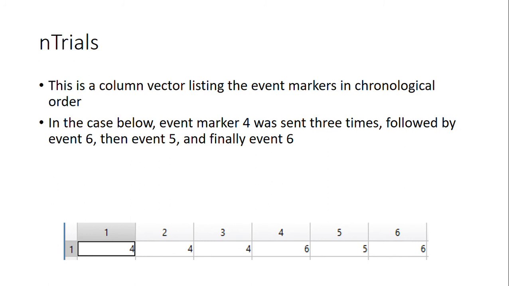Then you have your number of trials. This is a column vector listing the event markers in chronological order. In my case, I had event marker 4 happen 3 times in a row, 1, 2, 3. It doesn't tell me when it happened, just the chronological order, not necessarily what time stamp. Then my 4th was event number 6, then event number 5, and finally event number 6 again. So I had a total of 6 events occur during my experiment.